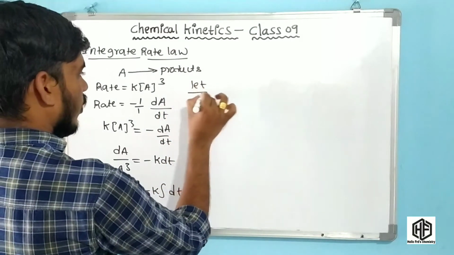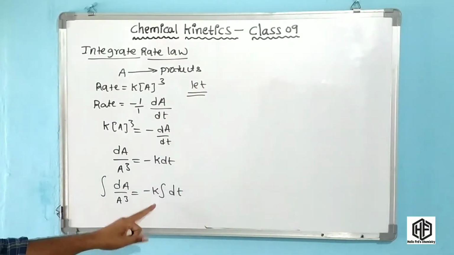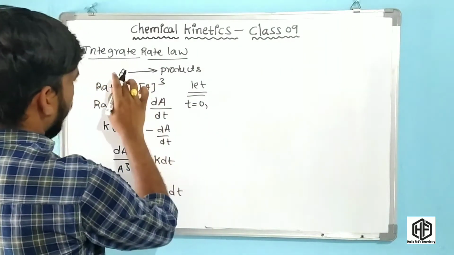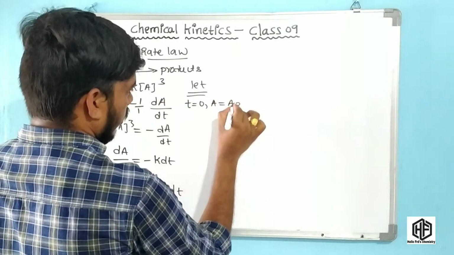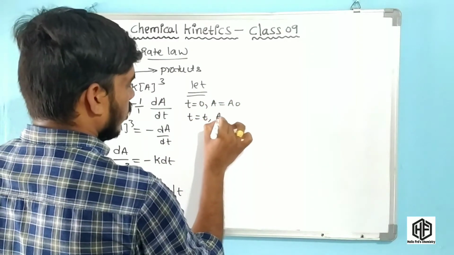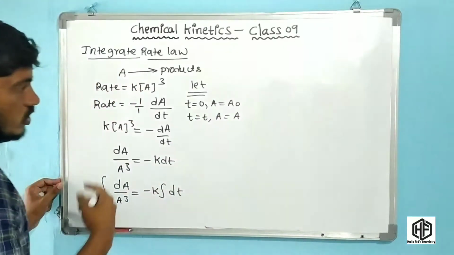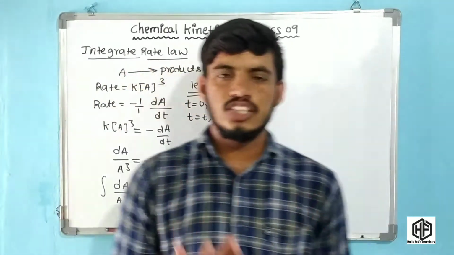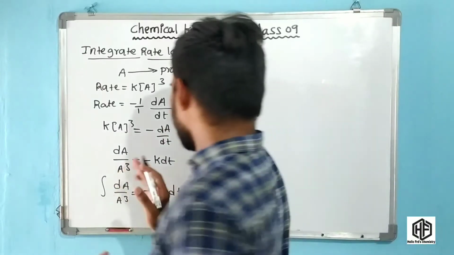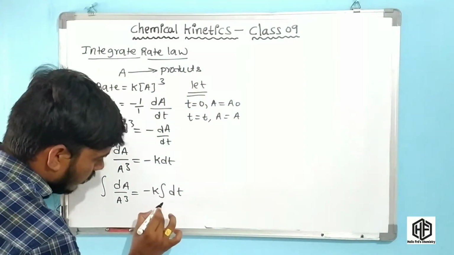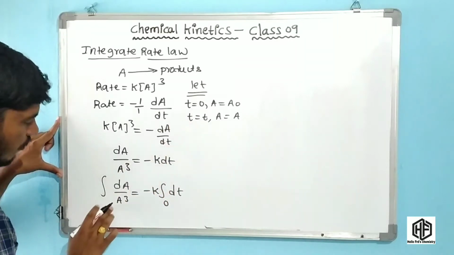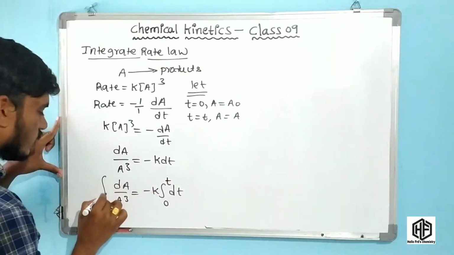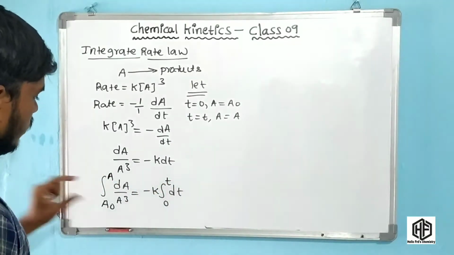Let us take the assumptions for this reaction A gives product. At t is equal to 0 time, the concentration of A is A naught. At t is equal to t time, the concentration of A is A. Okay friends, this expression is present there.